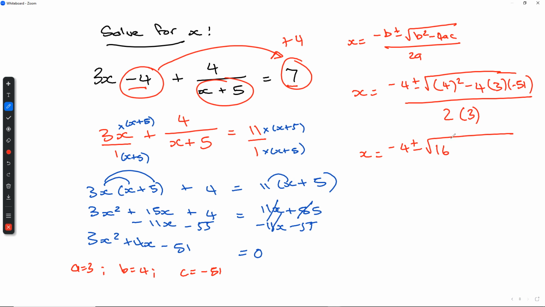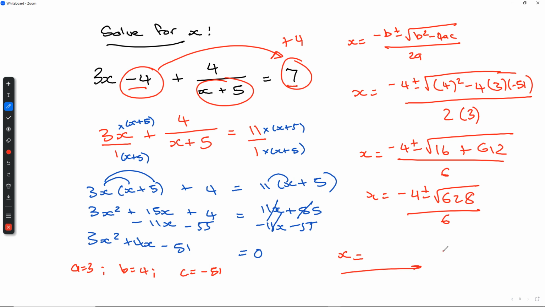12 times 51. Let's see what 12 times 51 will be. 12 times 51 is 612. Plus 16, 628. Whole over 6. x equals minus 4 plus or minus the square root of 628, divided by 6. We put this in a calculator to get two values of x. We put it in there one at a time, pressing the fraction button first.